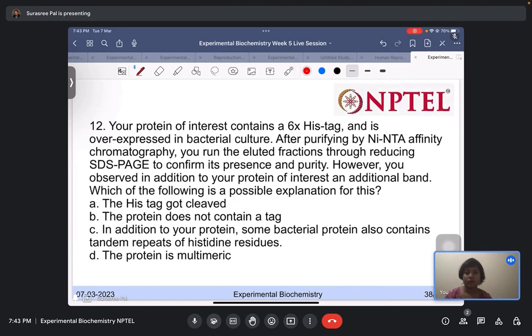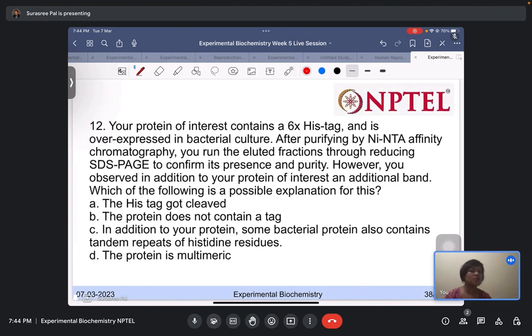Why are they there? The possible reason can be that some bacterial proteins also have repeats of histidine residues. So this is a common thing that can be present. Histidine is a common amino acid. So of course our bacterial proteins can also have some histidine residues.